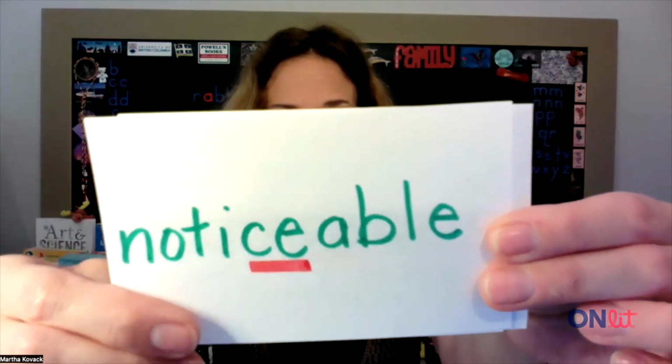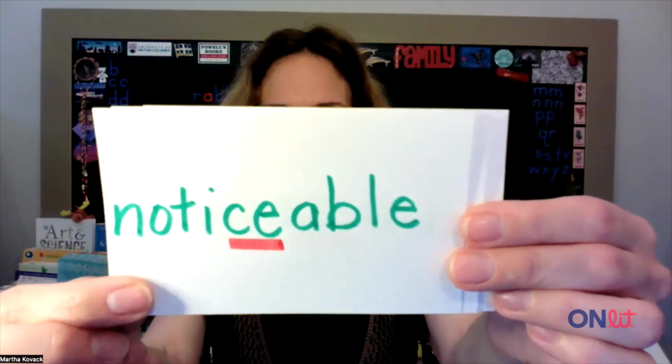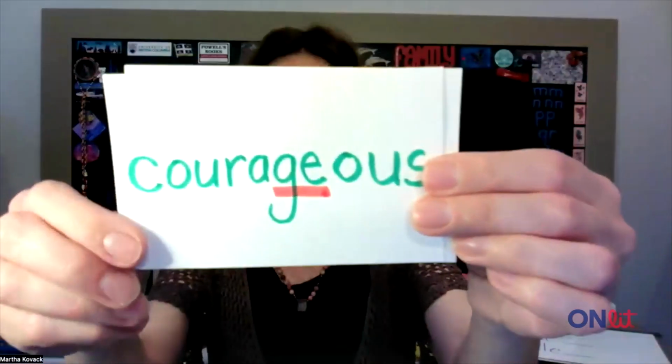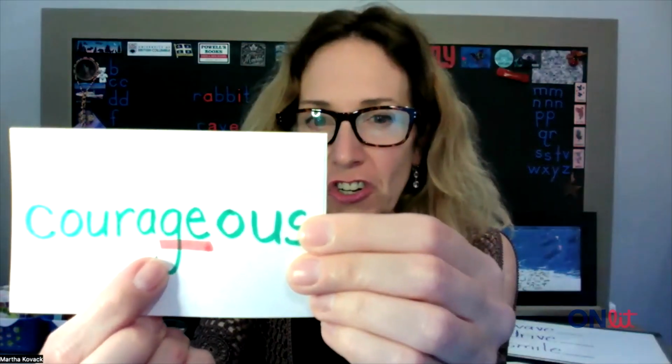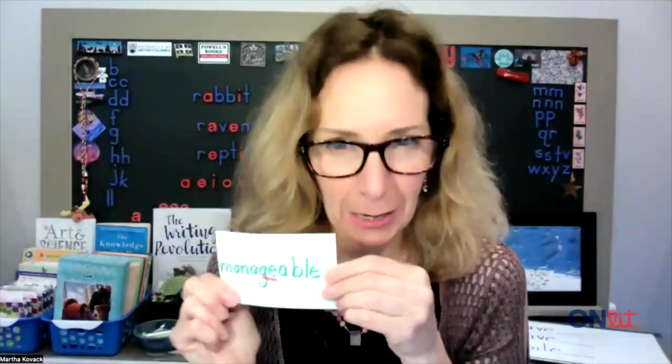And the exceptions to this rule are noticeable. You have to keep that E there, otherwise the C will lose its soft sound. Same with courageous. You have to keep the E, otherwise it wouldn't sound right. And you have to keep the E in manageable, otherwise it's managable. So that is the drop the E. Lots of reading, lots of writing, lots of practice, and they will start to catch on to these 3 great spelling rules. Ta-da!